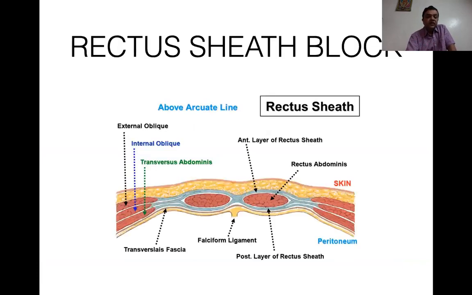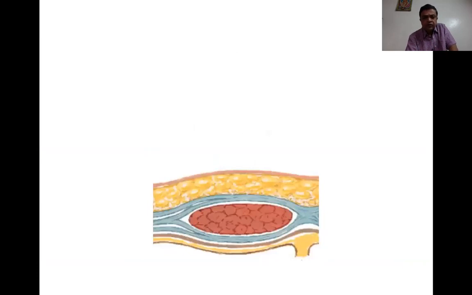So here you can see this is the rectus sheath. This is anterior rectus sheath, posterior rectus sheath, and you have to deposit the drug below the posterior, above the posterior rectus sheath and below the rectus muscle. So here you can see this is the rectus muscle. This is anterior rectus sheath.